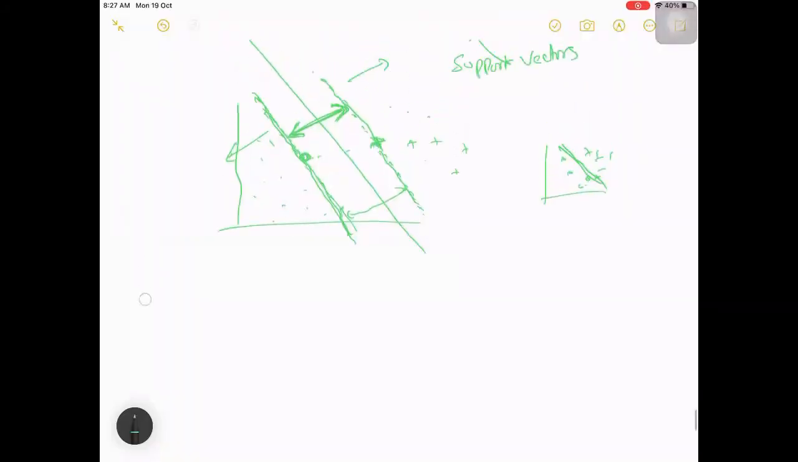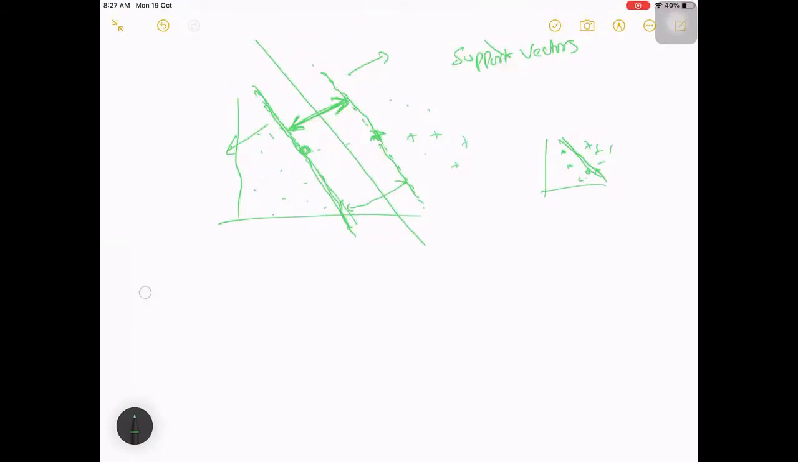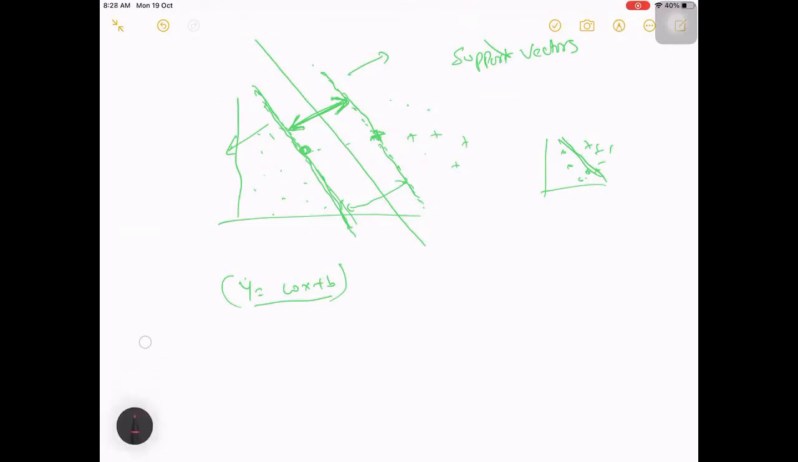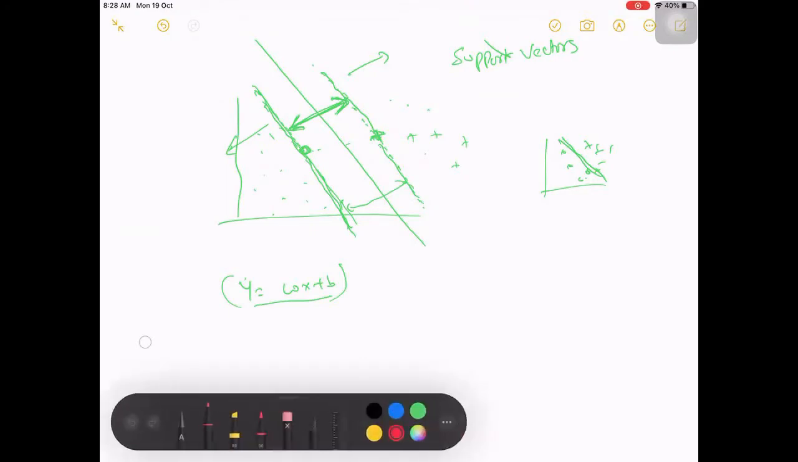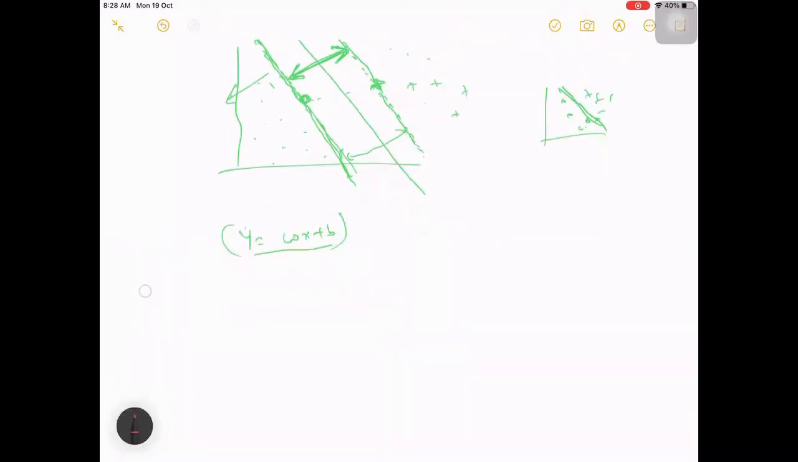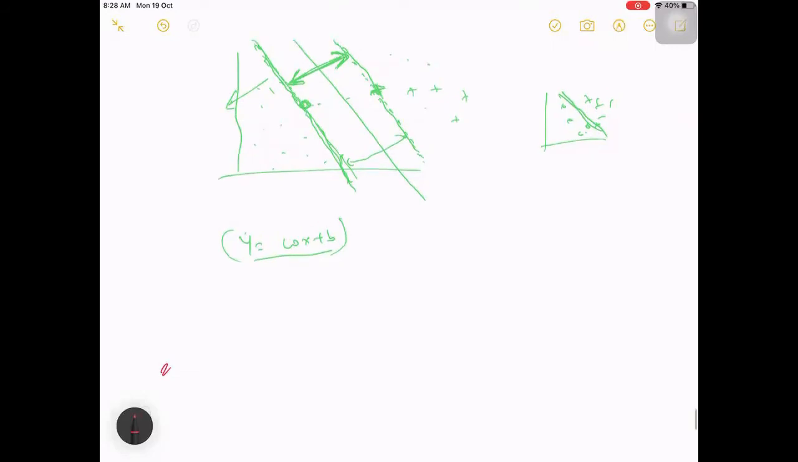Let's try to formulate in a mathematical way how the loss function actually looks, and let's derive that. Let's say your y will be wx plus b. That is your decision boundary, the red line here. Let's assume this way: y equal to wx plus b.